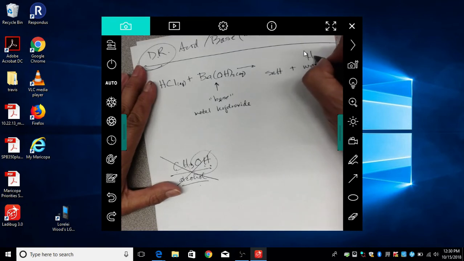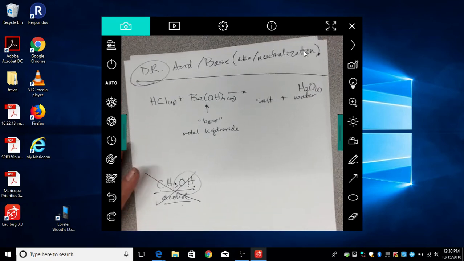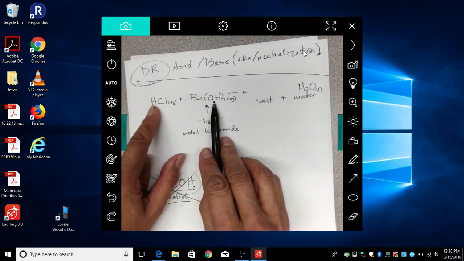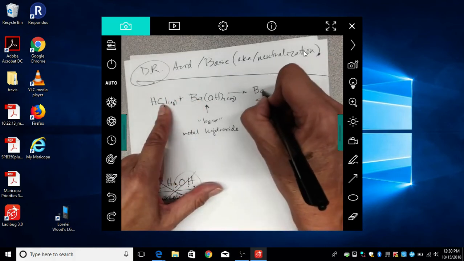Well, we know the formula for water. It's going to be in liquid form. If we took the OH and the H, that makes the H2O. What's the salt I'm going to have left? What's left after I take the H and the OH out of there? Barium chloride. So that's our salt, barium chloride.